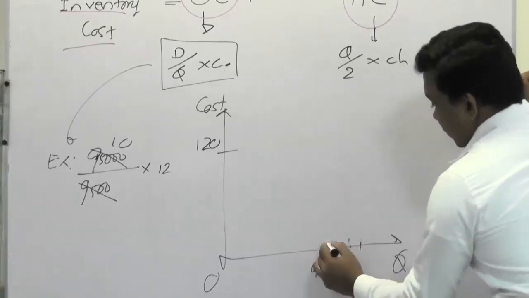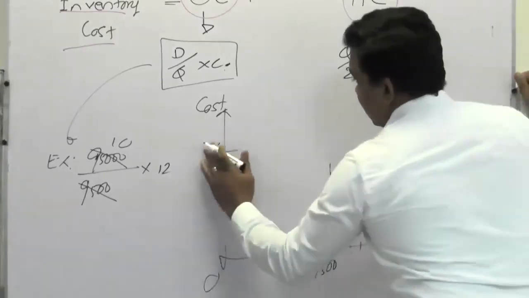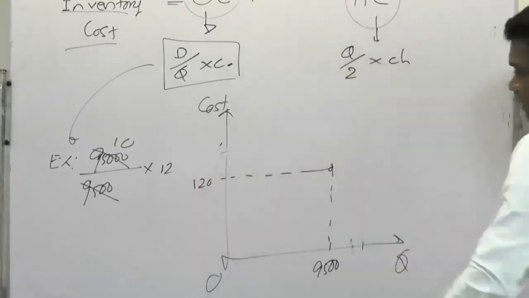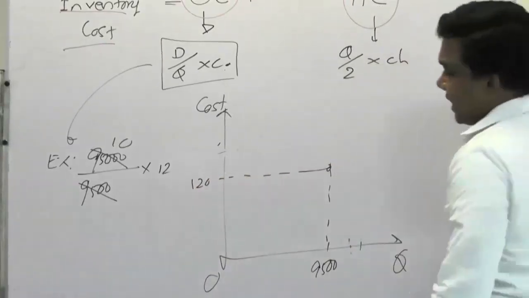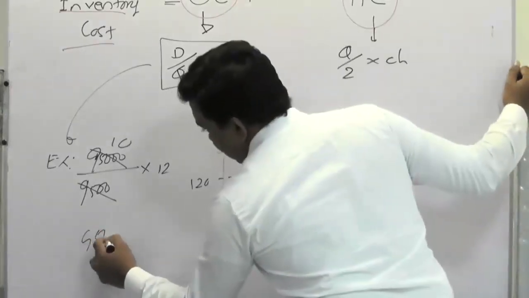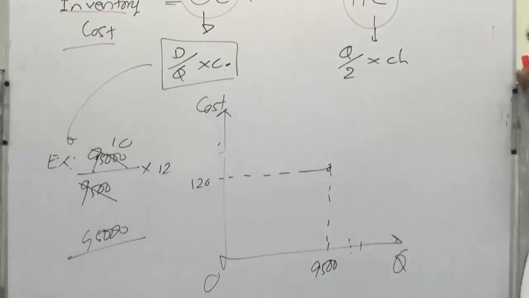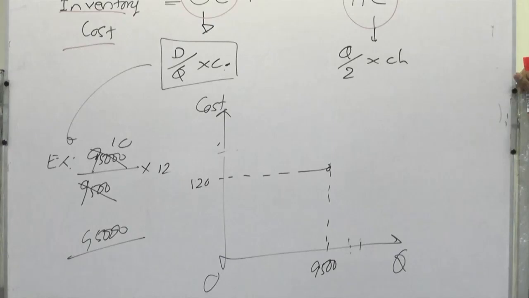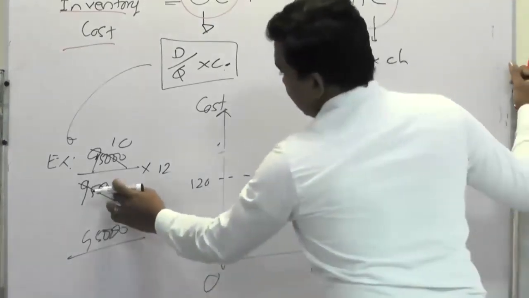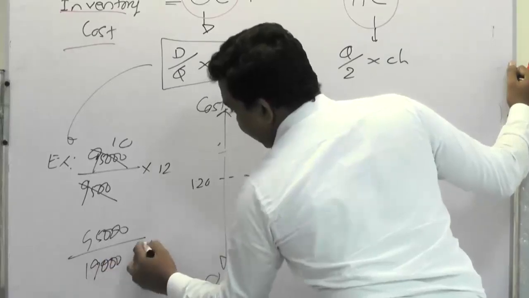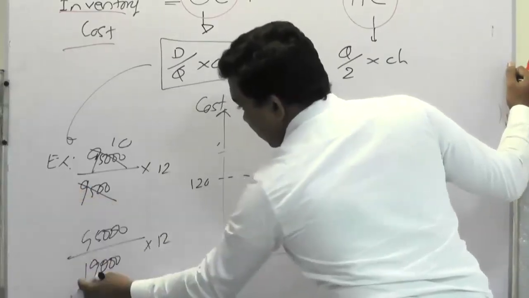When quantity is 9,500, cost will be 120. Can you see that? Let's take another example. For demand 9,500, you will order, let's take, you will double this quantity, 19,000. You will order 19,000. You will double the quantity.